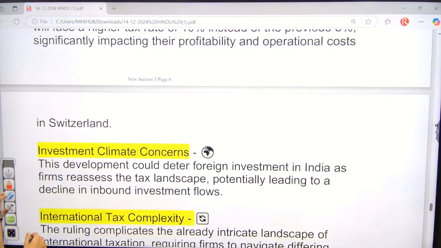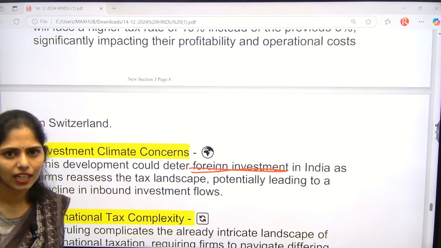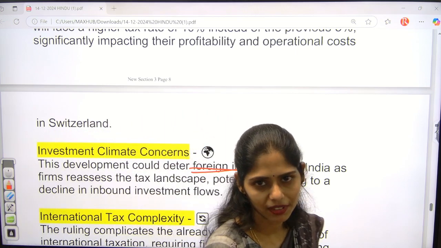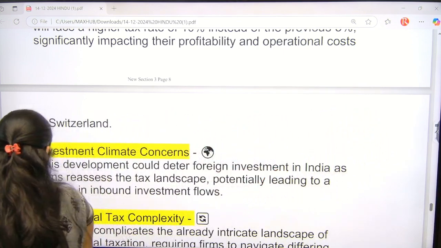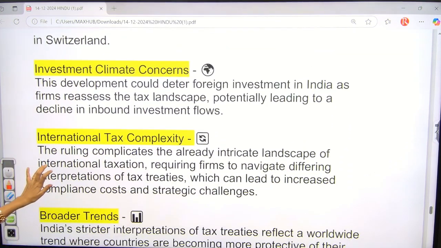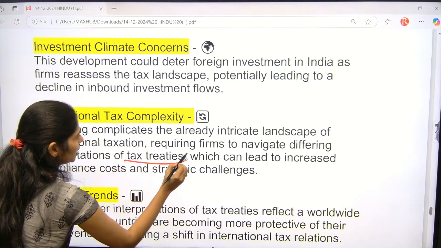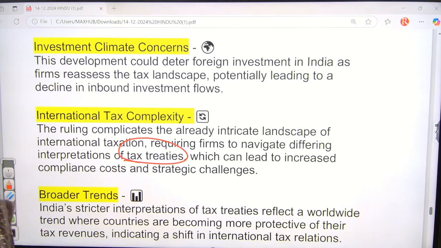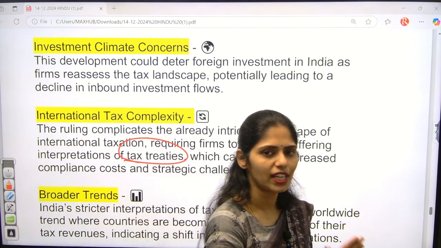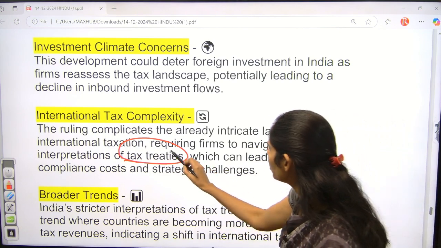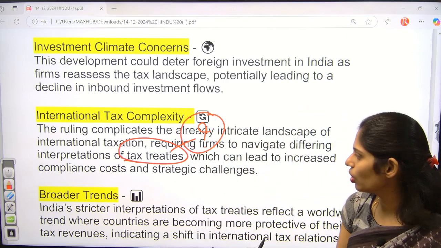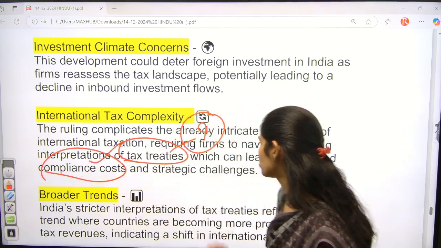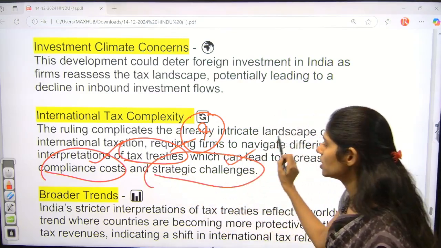And next, this will also affect foreign investment in India. If any developed country removes this most favored nation status for India, obviously it will affect foreign investment. And next is international tax complexity. This decision of Switzerland will also affect tax treaties between countries. Whenever they remove this kind of most favored nation status, it will raise questions about why we come up with these tax treaties. Even after an agreement, why are these countries not compliant with that tax treaty? Again, these will be strategic challenges in the future as well.